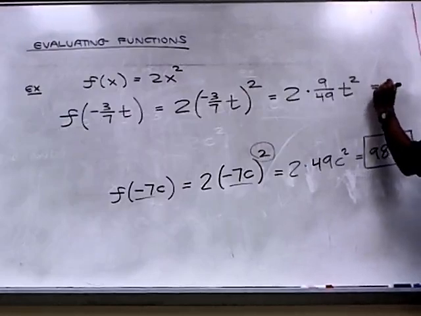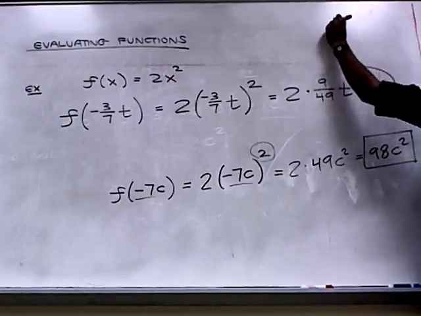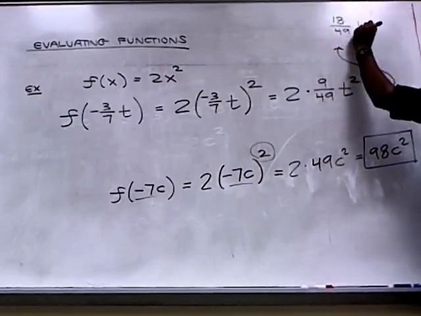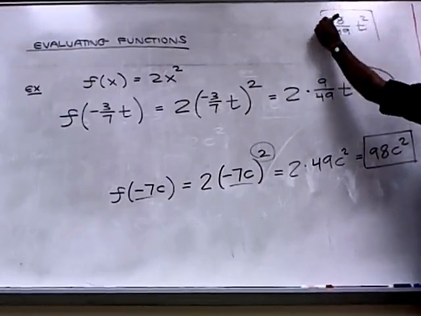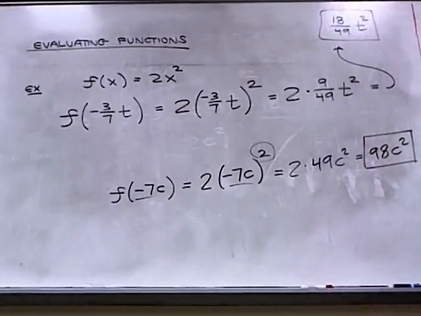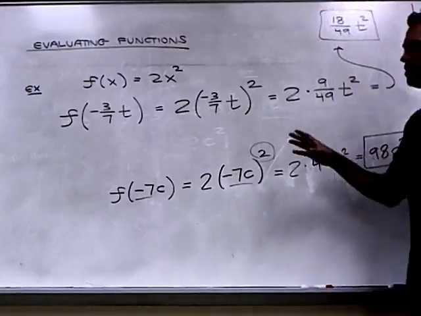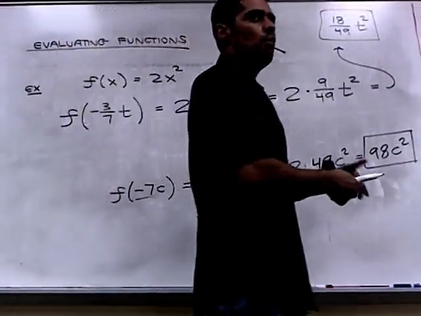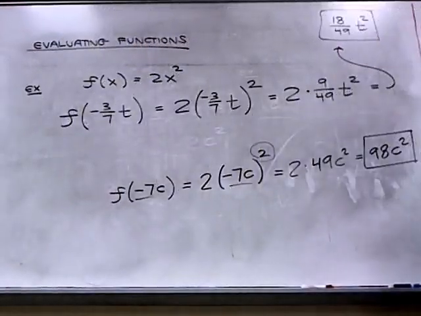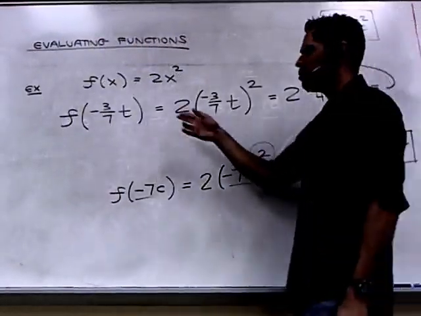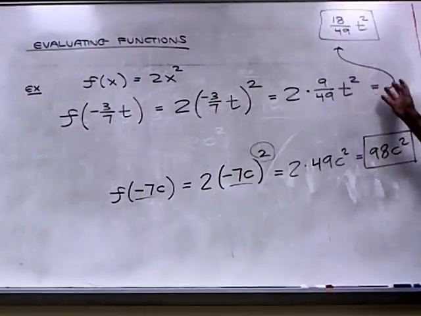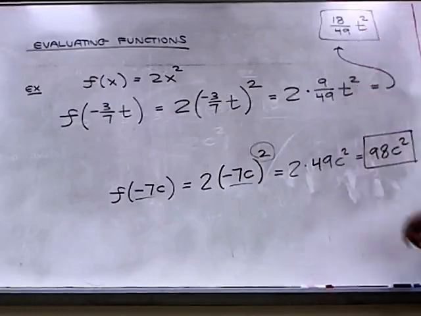So this is equal to 18 over 49 t squared. Do you see what I'm saying by evaluating functions? Evaluating functions can be more than just plugging in a number. You can actually plug in expressions and then still get some algebraic operations to carry through and get an answer.